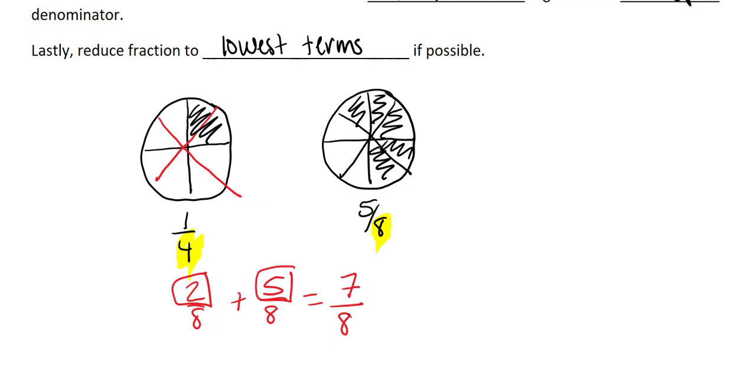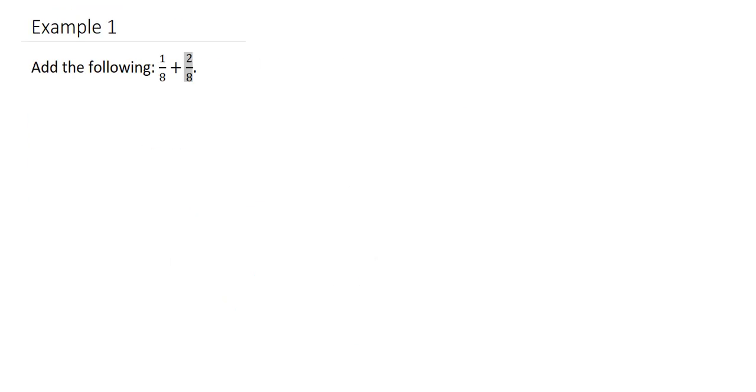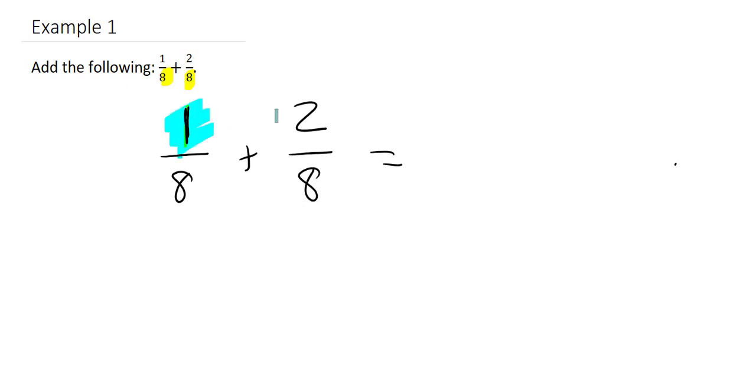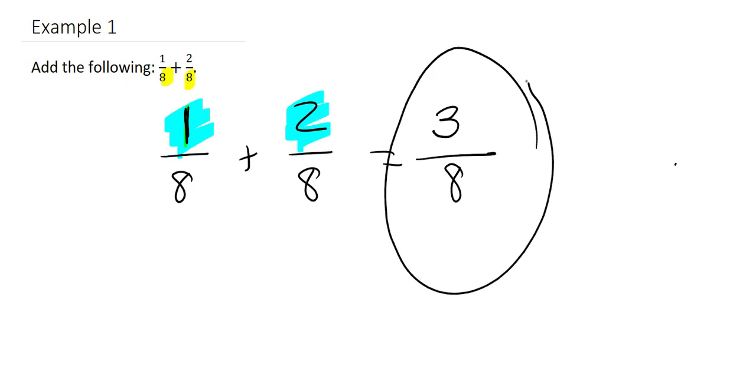But let's go over some examples. So example 1. Add the following. We have 1/8 plus 2/8. So notice on this one, we have a common denominator, so we don't have to do anything. We can just go ahead and rewrite this. What we do is add our numerators together. So 1 plus 2, that's 3. And then we're going to keep our denominator. So it's 8. So we have 3/8 as our final answer.